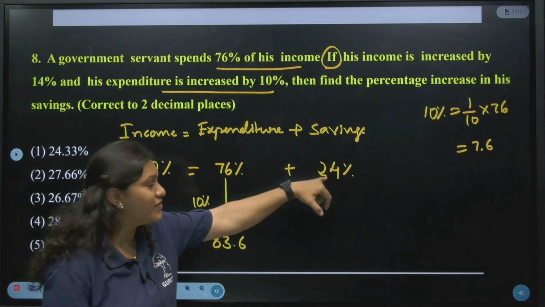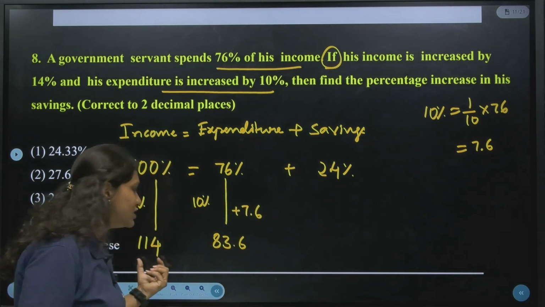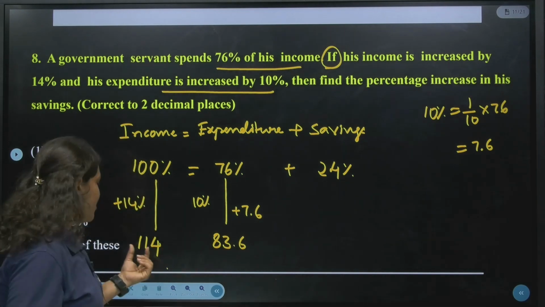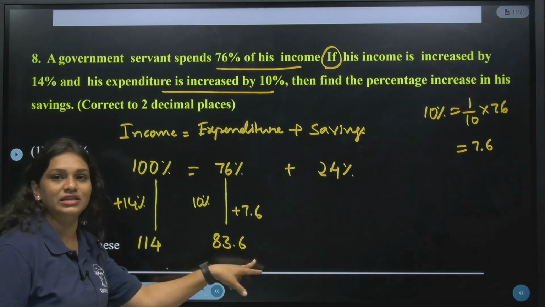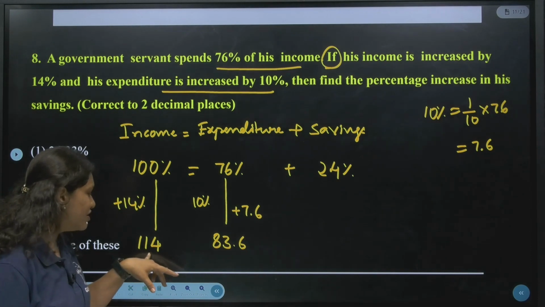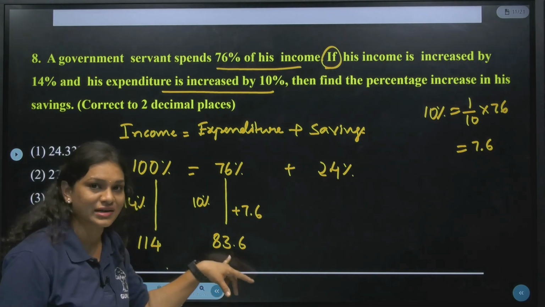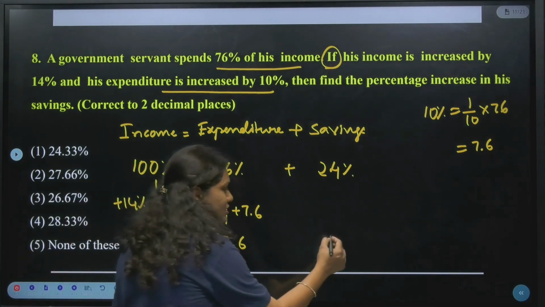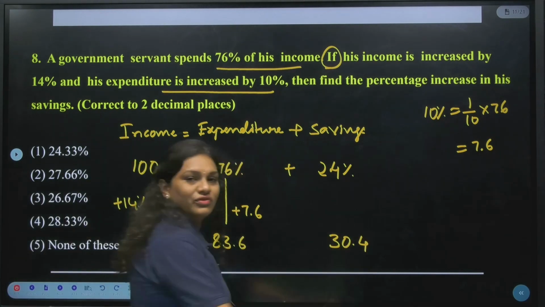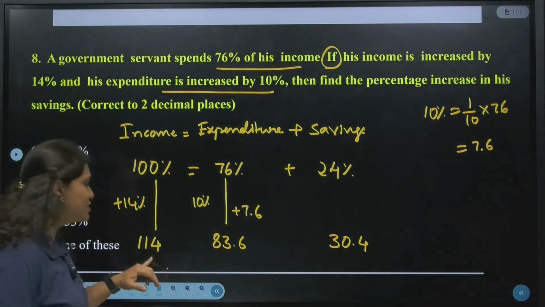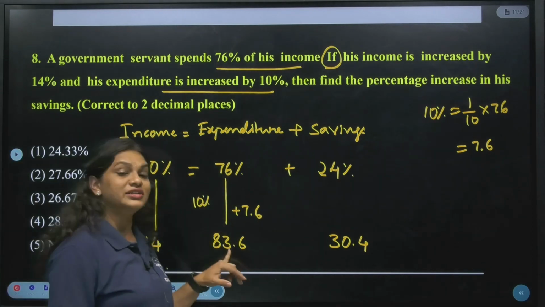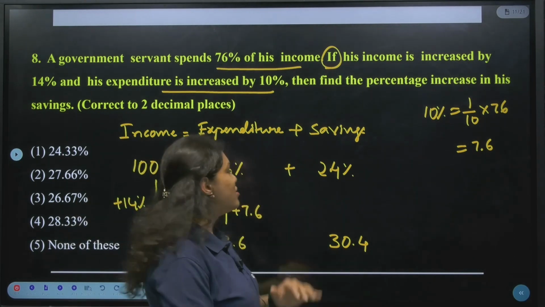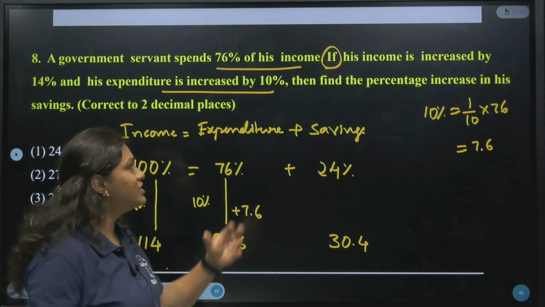To get the savings here, what can be done? From the total income, can I subtract the expenditure? Yes. 114 minus 83.6. So 114 minus 83 is how much? It is 31. So 31 minus 0.6 is how much? It is 30.4. Is it clear? So it is 30.4. Finally the income is 114 and the expenditure is 83.6, so the savings we got is 30.4. Yes. Now that we have the data, what is the question saying?